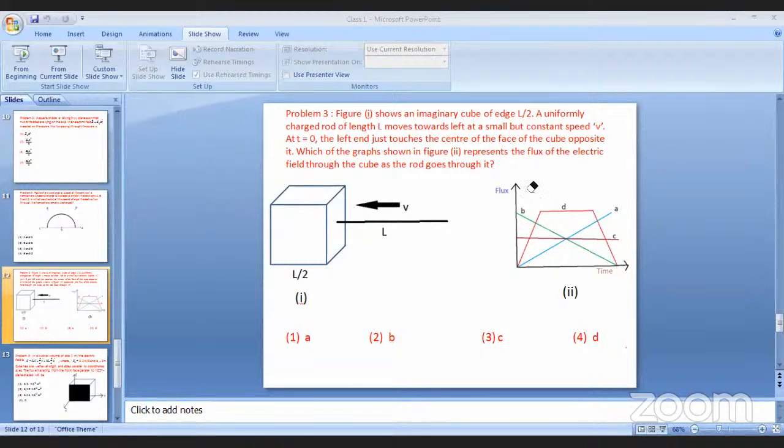So which curve of this graph represents the flux of the electric field through the cube as the rod goes through it? Any guesses, students, or any answer from your side? Can anyone tell the answer?